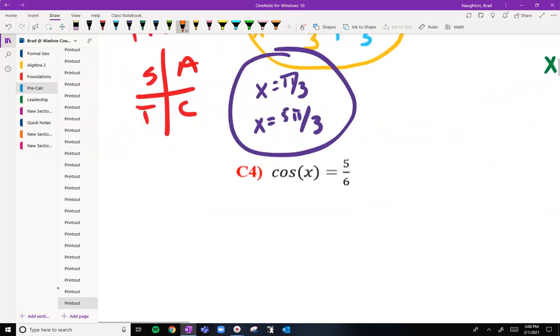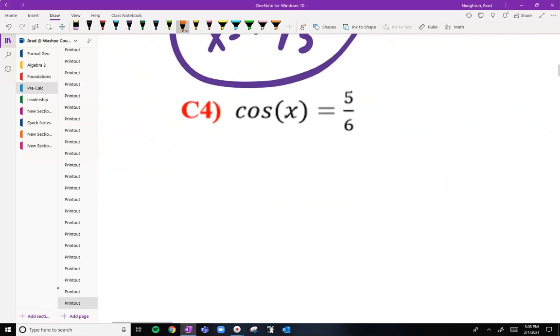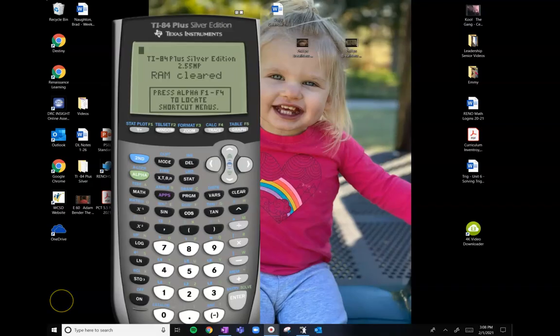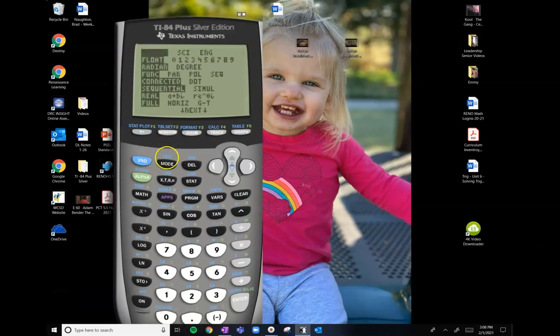All right, this next one has got a 4C next to it, so it's going to be a calculator. I'm going to pause to make sure my calculator is ready to go for us. I have my calculator. I'm going to hit second and then mode and then, notice that I'm in radian mode and that's where I need to be.